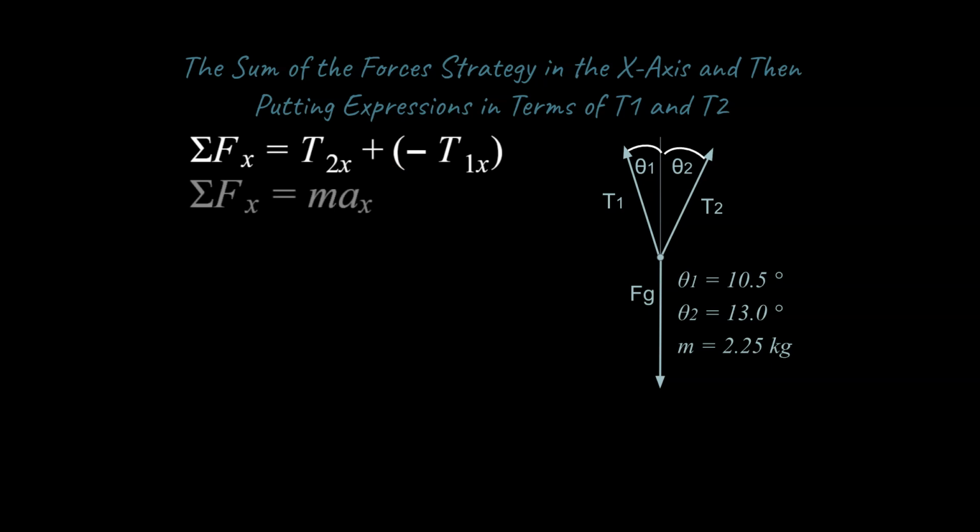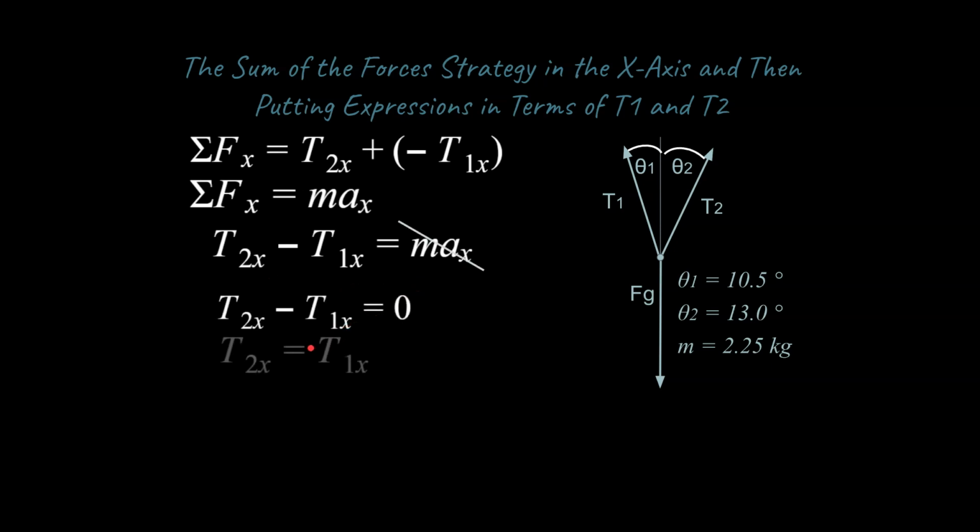The second line of the sum of the forces strategy is to say the sum of the forces is equal to mass times acceleration of the x. Then you can set these two equal to each other. Remember, at that point, it's useful to ask yourself, is this something or is this nothing? This acceleration right here, what do you think? Is this something or is this nothing? The answer is this is nothing in the sense that it's not moving at all, so it's not accelerating at all. Now we have this equation that we can work with in the x.